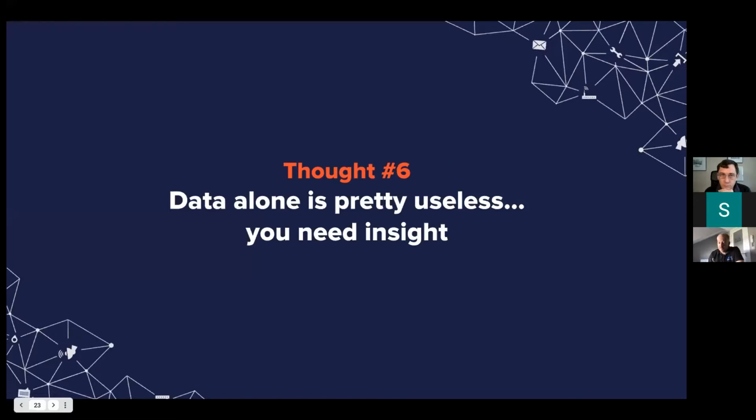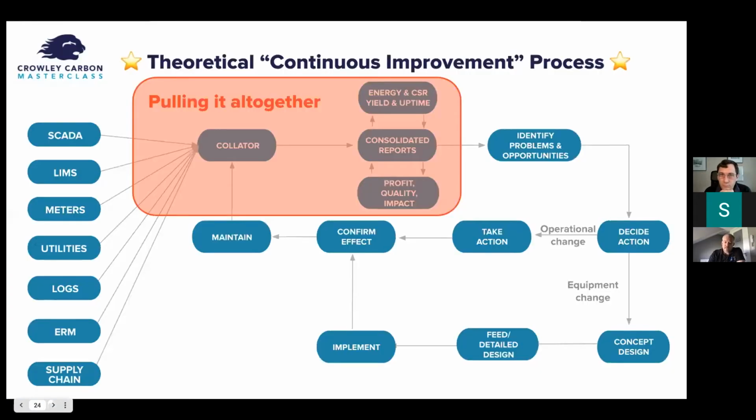So we move on, get yourself organized, brilliant. But thought number 6, data alone is pretty useless. You can almost drown in too much data. What you actually need is insight. This is where you need to pull it all together. As we mentioned, pulling it all together means collecting the relevant data, making sure it's clean, consistent, there's no gaps. There's questions around accuracy of meters and how you maintain and check that.